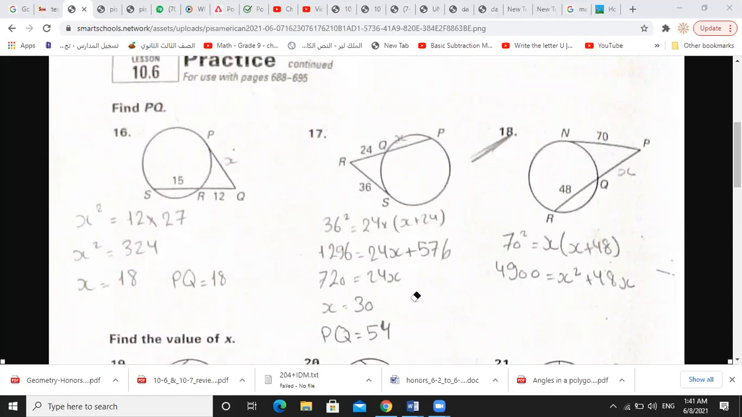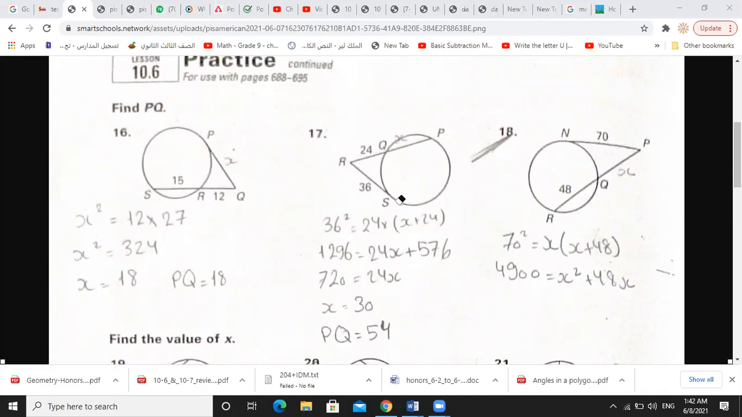Let's move to the next question, this one. Where is the tangent here in this question? The tangent in question number 17 is RS, and the secant is RP. Then we are going to use the same rule.